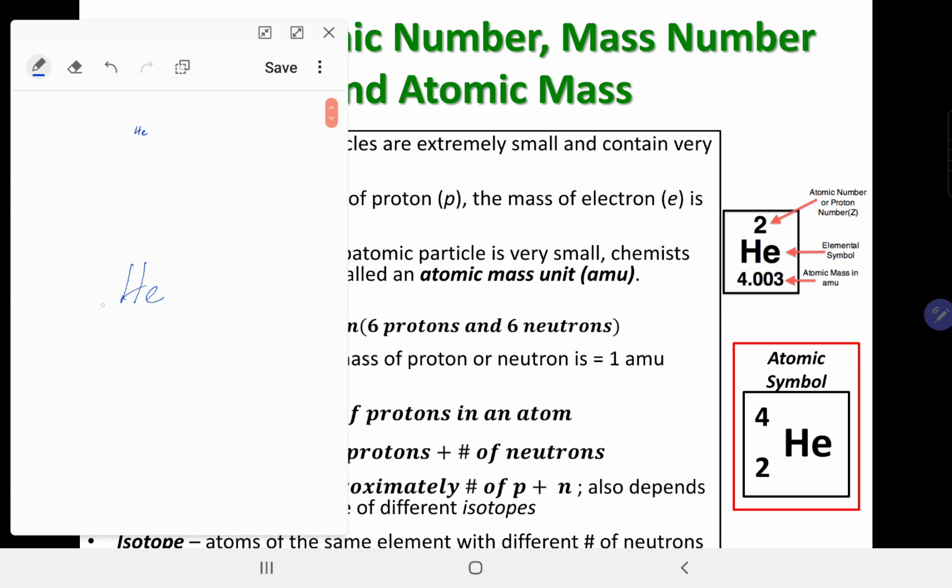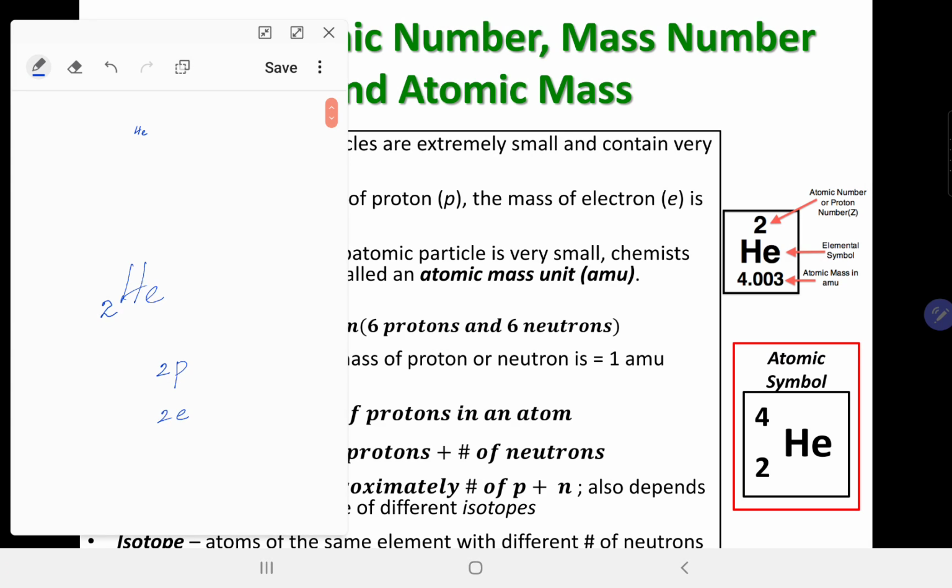Which is 2, of course. That is the index number. You read it from the periodic table. And let's say it also has 2 protons. How do you know that? Because it is equal to the atomic number. It also has 2 electrons.